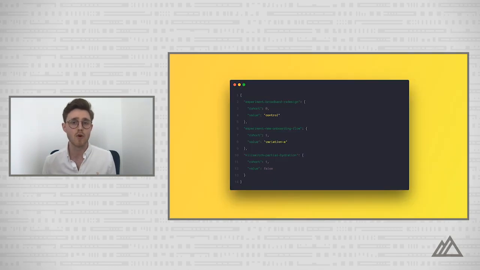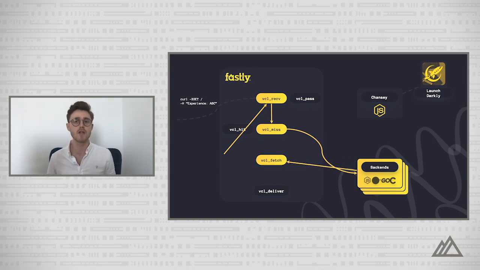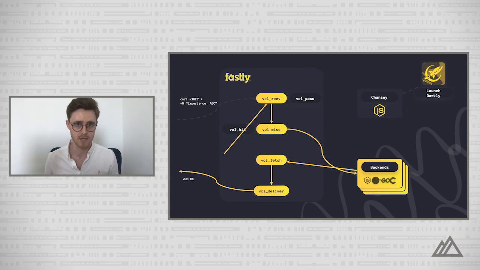So here's an example of what that experience payload might look like. In our case, we have a JSON structure where each experiment key contains the cohort that user is bucketed in. So after the backend has chosen an experience, the request continues. Fastly then adds a cache entry for this request, which includes that experience header. And the response is then delivered back to the user.